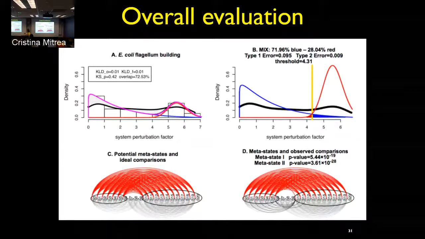So taking all this together, for the E. coli flagellum building, we have a relatively high overlap. We have a low Kullback-Leibler divergence, which we want to be low. That tells us the distributions are similar. We have a high p-value for the Kolmogorov-Smirnov test. That tells us, again, that they're similar.